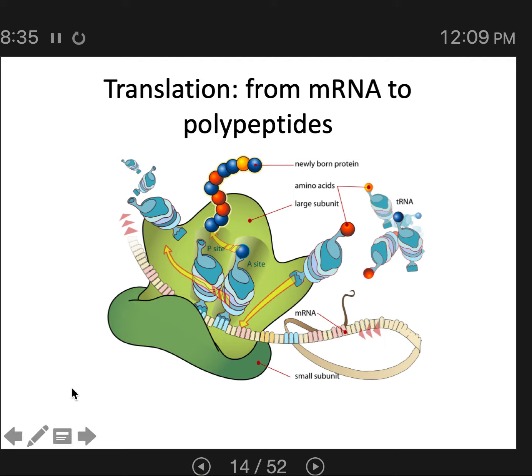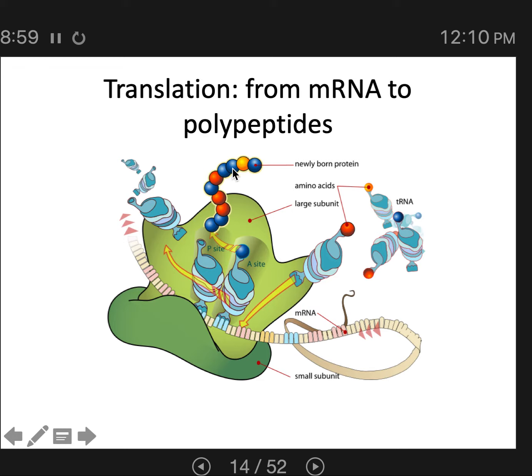Now, this sort of Dr. Seussy looking thing, this green hamburgery thing, is a ribosome. There's two subunits, the large and the small subunit. The ribosome reads the RNA, and as it's reading it, it builds a protein chain.